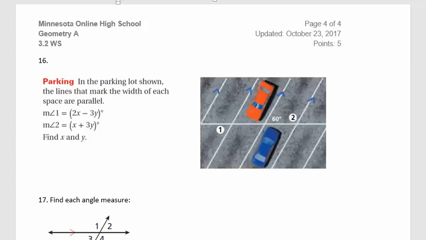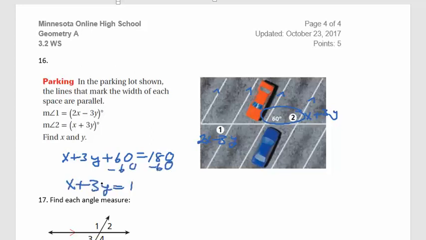All right, so let's see. Measure of angle 1 is 2x minus 3y. Measure of angle 2 is x plus 3y. What do we know about angle 1 and angle 2? They are not corresponding. Let's do this. We know that the measure of angle 2 plus 60, these are same side interior. So the measure of angle 2, which is x plus 3y, plus 60 is equal to 180.